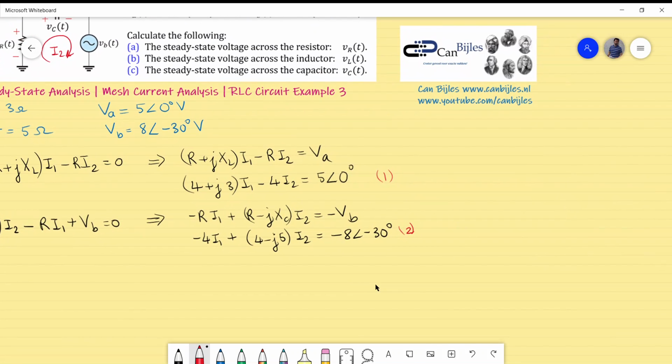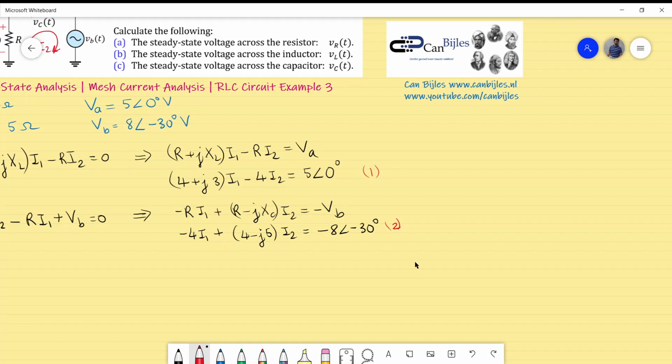So what I want is the following. I will have this expression written in a different form, so I will make this clear. I will place this at the right side and this one at the left side, and I will swap the equation. So I will have 4 times I1, which is 4 minus j5 times I2 plus 8 at minus 30 degrees. Okay, that's actually the expression.